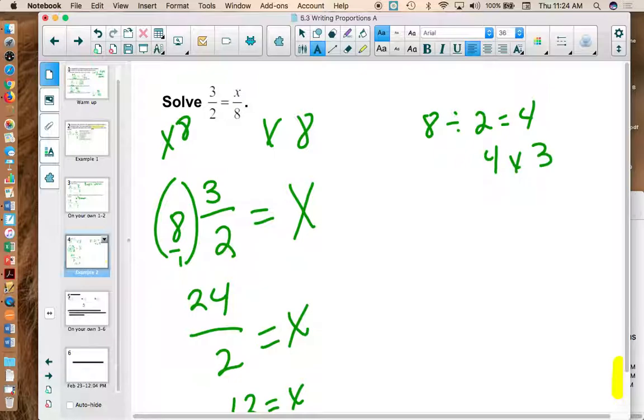You've got to give me an explanation using some math knowledge as to why you could do that. What would allow you to do that? Why would you ever think to do 8 divided by 2? Because whatever 3 halves is going into is because 2 times whatever I'm getting.